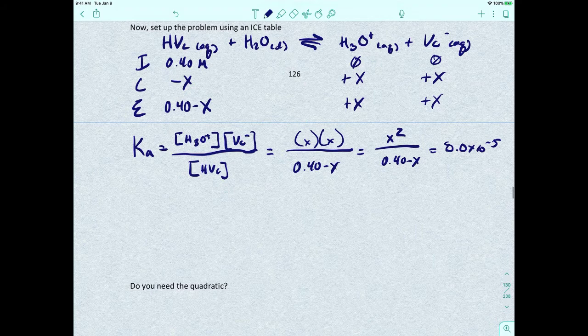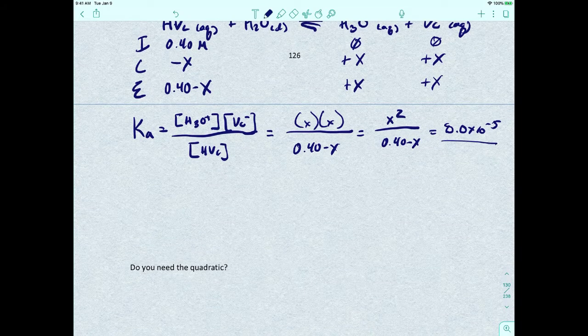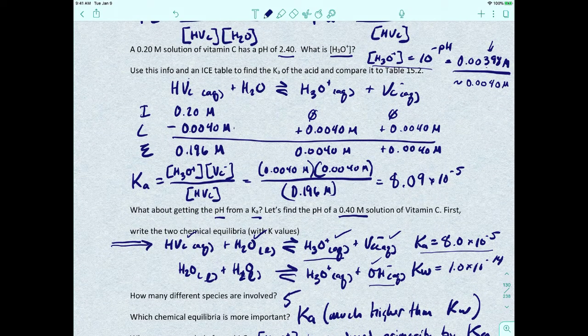All right. Now, here's the question. At this point, back in the last chapter, we would have started rearranging this and solving using the quadratic formula. Now, there is something to point out. Because we're dealing with 10 to the minus fifth, if you notice in the last problem, the initial concentration was 0.20 molar, and the concentration went down by 0.0040. It did make that concentration of vitamin C go down, but very, very slightly.